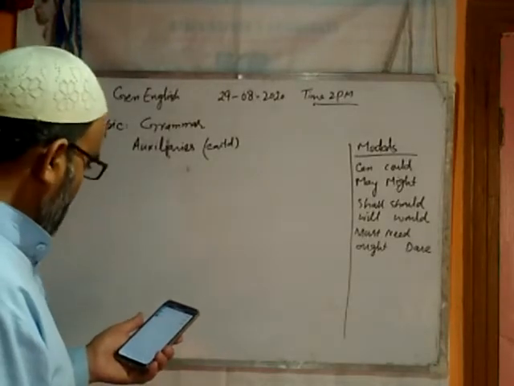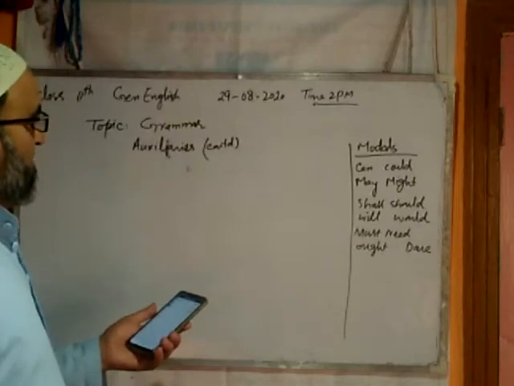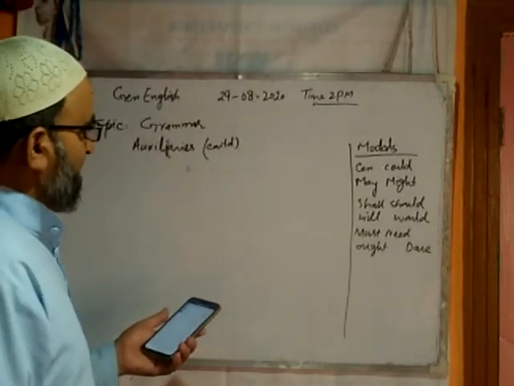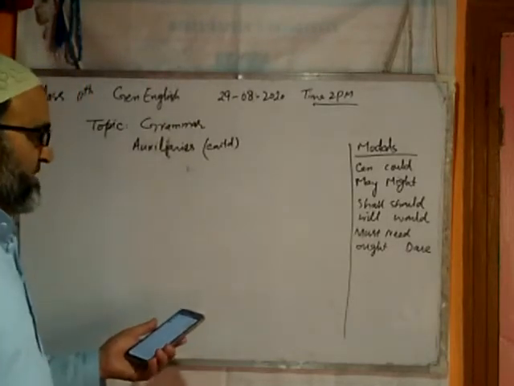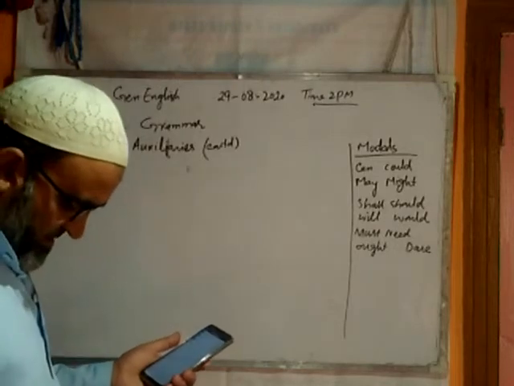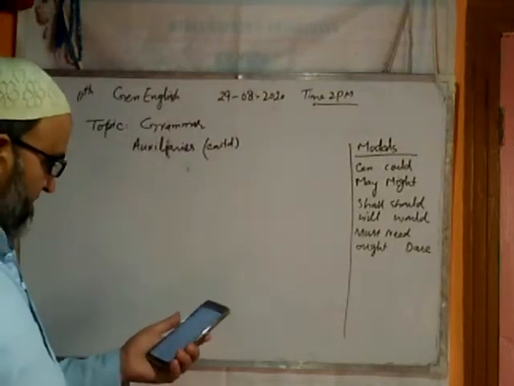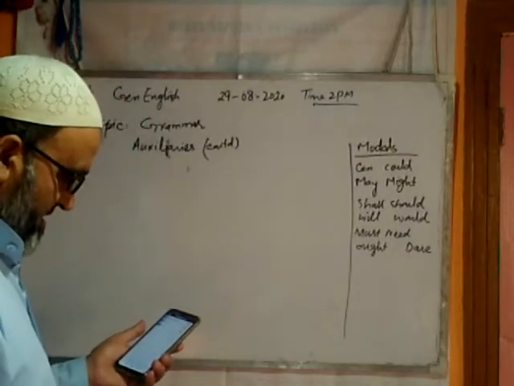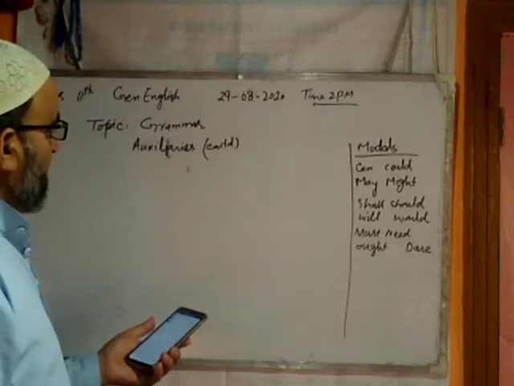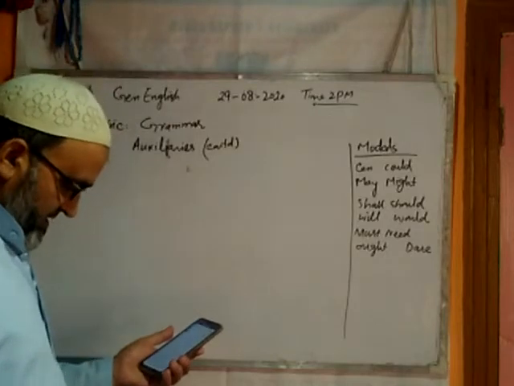Now there are modals. You know modals: can, could, may, might, shall, should, will, would, must, need, ought to, dare to, and sometimes used to is also used as a modal auxiliary, but it is known as semi-modal.